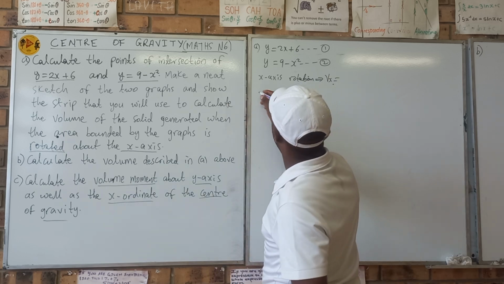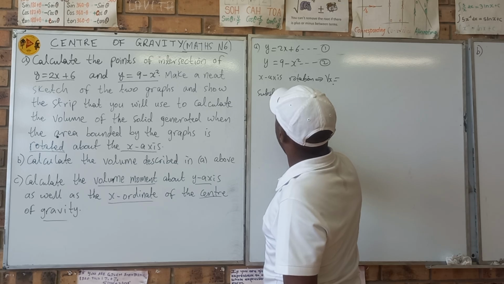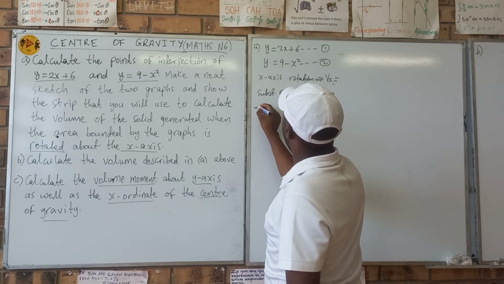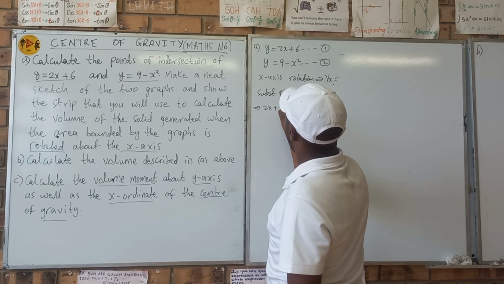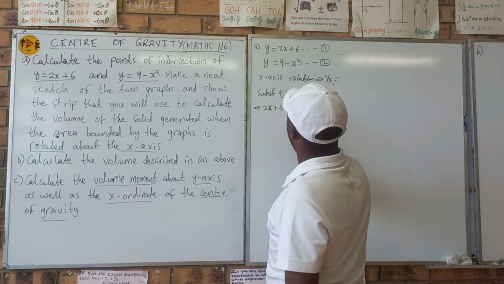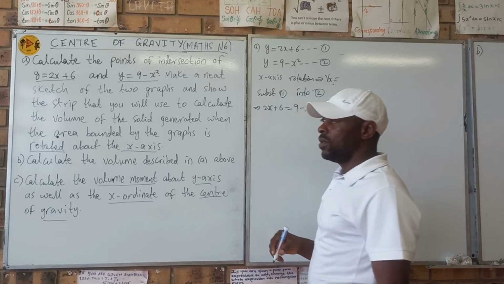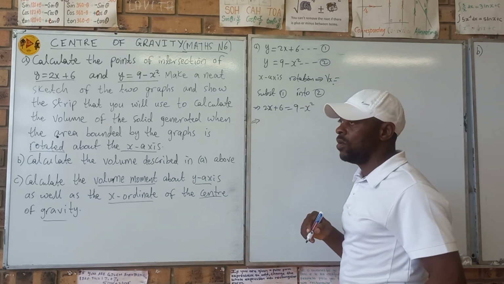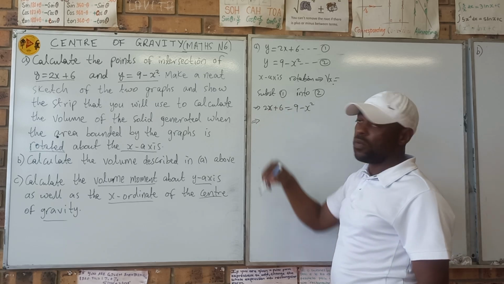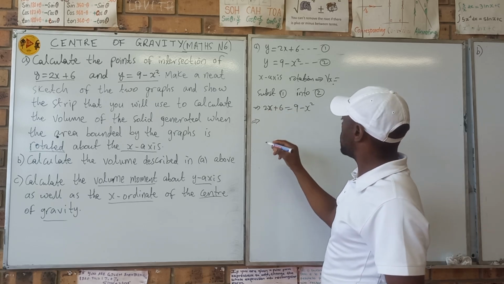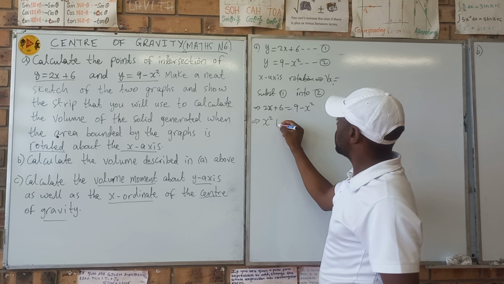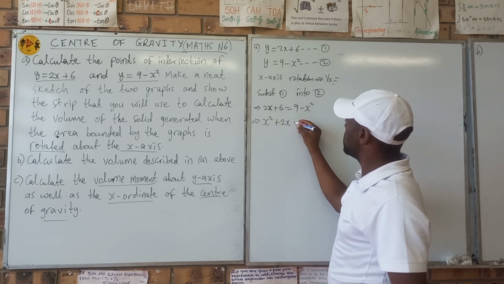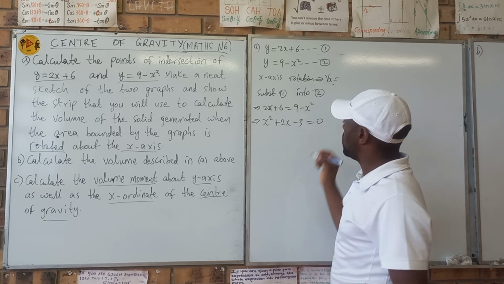So let's start. We have to substitute equation 1 into 2. If that is done, then we'll have 2x plus 6 is equal to 9 minus x squared. So that takes me to a quadratic. For me to start solving, I must make sure I see 0 on one side. So I'm taking everything to the left to make the square term positive. So I'll get x squared plus 2x, since 2x did not move. If 9 moves, 6 minus 9 will be negative 3, is equal to 0.